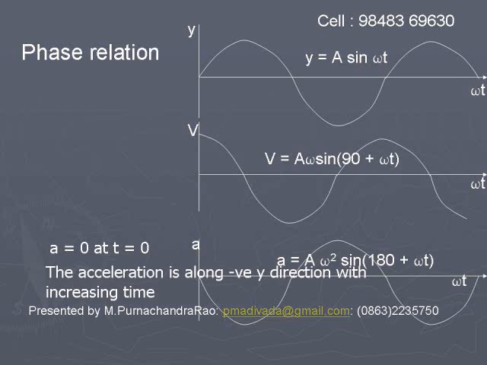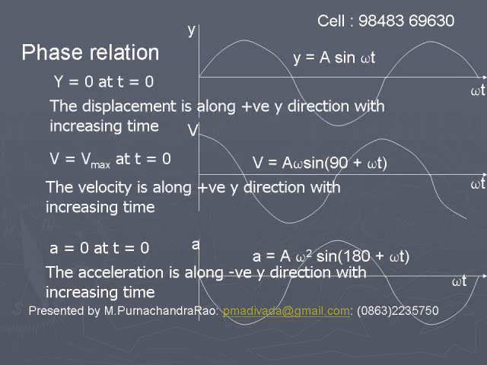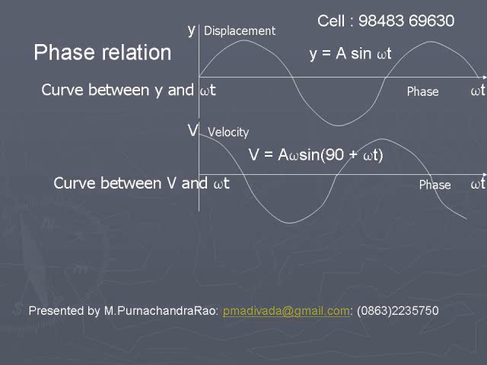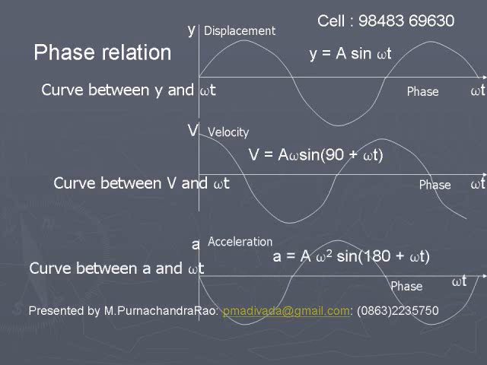In the second curve, the velocity is plotted on y-axis and phase is plotted on x-axis. Now it is also a sine curve, but the initial phase is maximum here. v is maximum initially. Then the third graph indicates the relation between acceleration and phase.